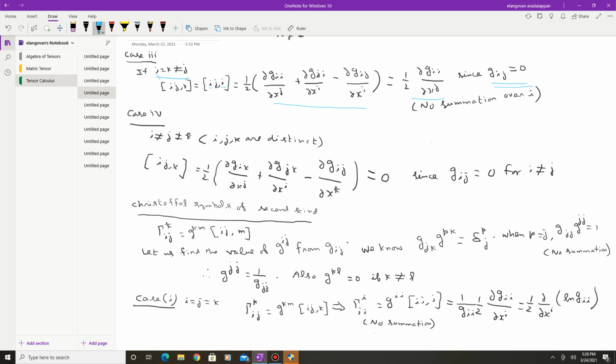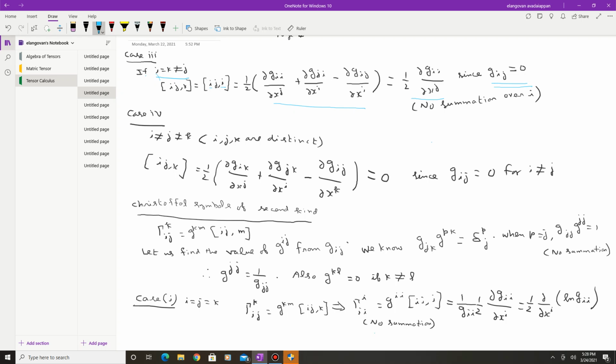This is given. Here there is no summation over i, because partial g_ii means there is no summation, because we have substituted i is equal to k, which is not equal to j. So whenever you substitute the index, there is no summation over the particular index.